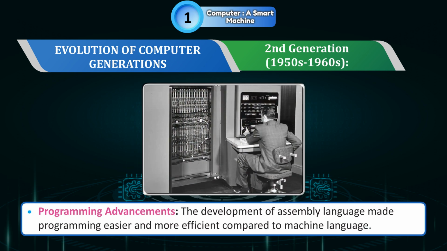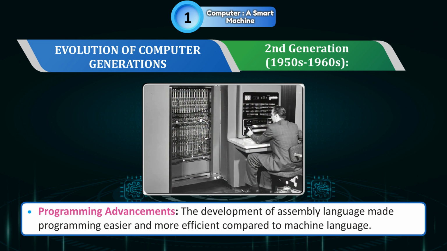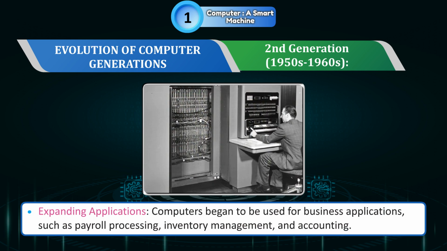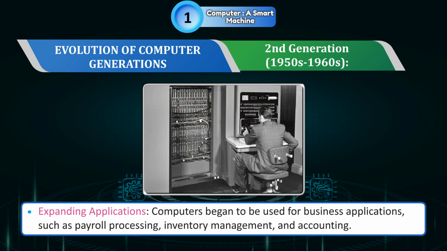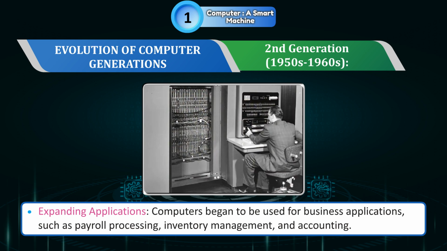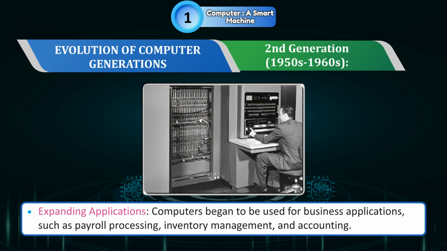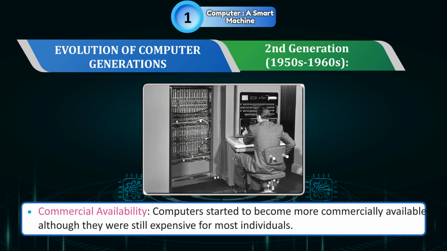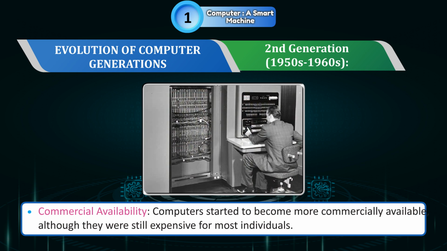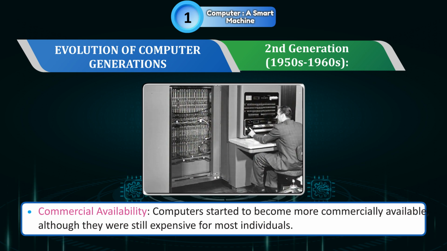Programming advancements: the development of assembly language made programming easier and more efficient compared to machine language. Expanding applications: computers began to be used for business applications such as payroll processing, inventory management, and accounting. Commercial availability: computers started to become more commercially available, although they were still expensive for most individuals.